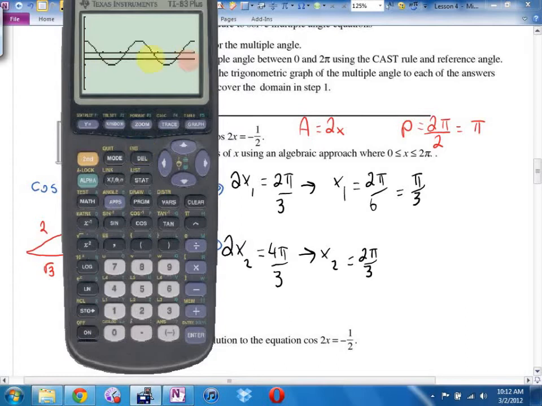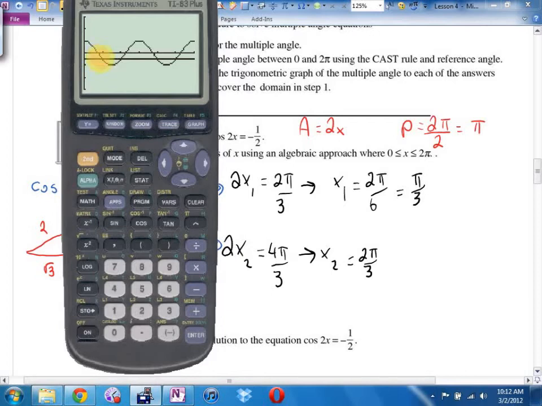How many answers are there? 4. How many do I have? 2. How can I find the next 2? I got to cut Dominique off. Dominique said add 2 pi. I said, no, that would be if the period was 2 pi.